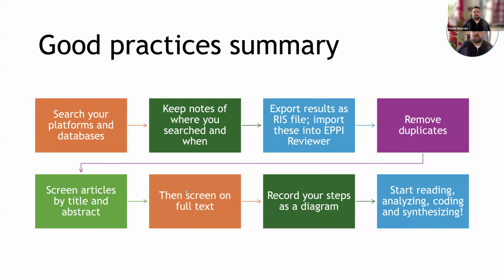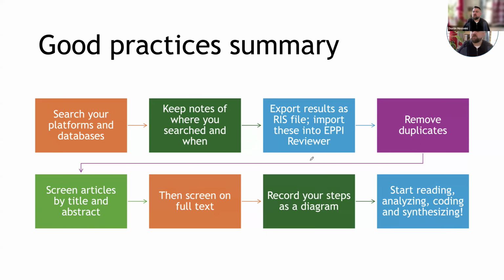So, good practices summary. Search your platforms and databases, keep a note of where you searched and when, export the results from each of these as an RIS file, and then import these into EPPI Reviewer. This will allow you to remove the duplicates because that can actually take quite some time. Then the next big chunk of your work is screening the articles first by title and abstract. And then if you want to include some, read those by full text, which will then allow you to filter further, whether including them or not. Record these steps as a diagram, start reading, analyzing, coding, and synthesizing.